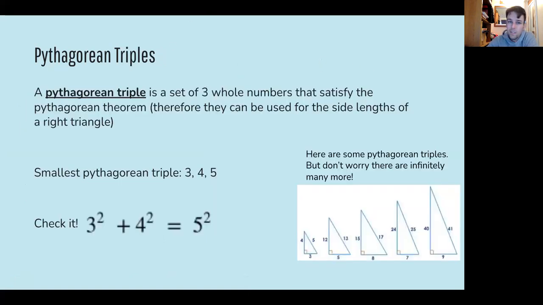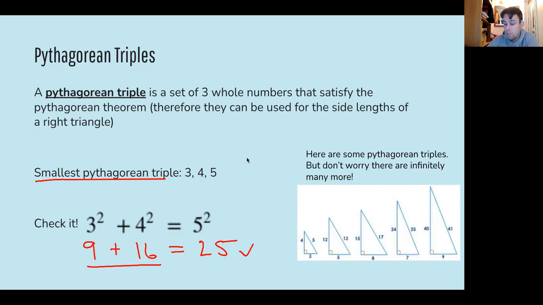Pythagorean triples, this is something that's a little bit extra, but worthwhile to know. There are a lot of these Pythagorean triples, and a Pythagorean triple is a set of three whole numbers that satisfy the Pythagorean theorem, meaning that they actually make a right triangle. So the smallest of the Pythagorean triples here is 3, 4, 5. You can check it out here. 3 squared is 9, plus 4 squared is 16, and 5 squared is 25. So in this case, adding those together, we do actually get 25. So 3, 4, 5 will always make a right triangle if we use those.